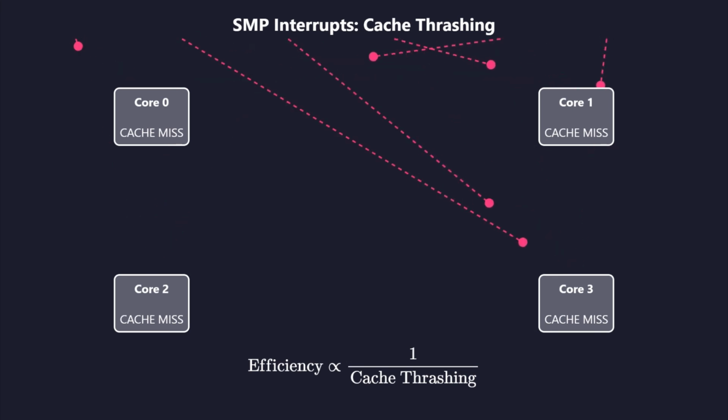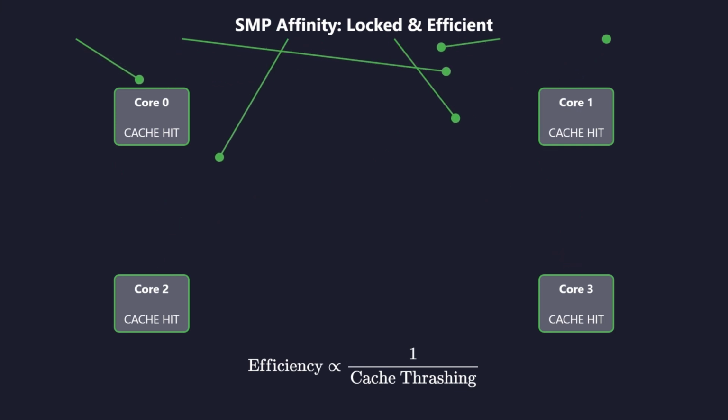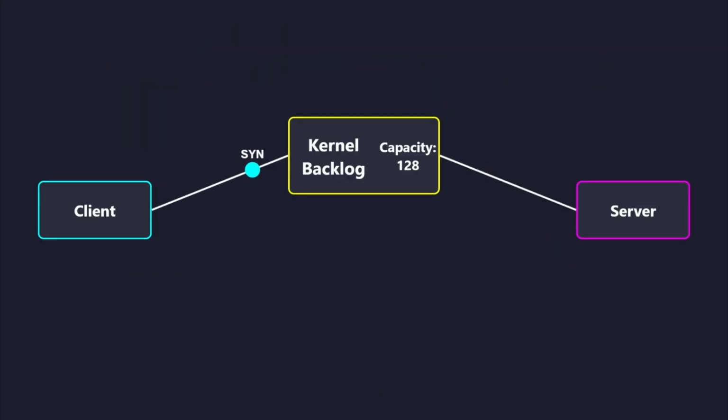Bind network interrupts to specific processor cores using SMP affinity to avoid cache thrashing. When interrupts move between cores, it forces the processor to reload data into its local cache, which slows down processing. Locking interrupts to dedicated cores improves the efficiency of your packet handling at extreme scales.